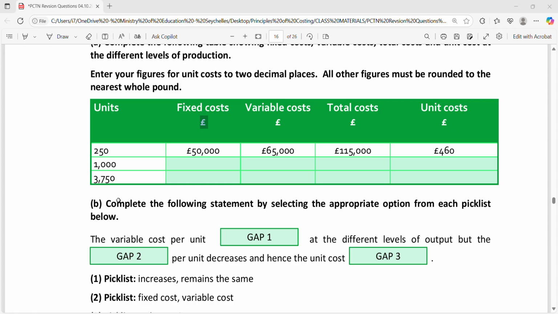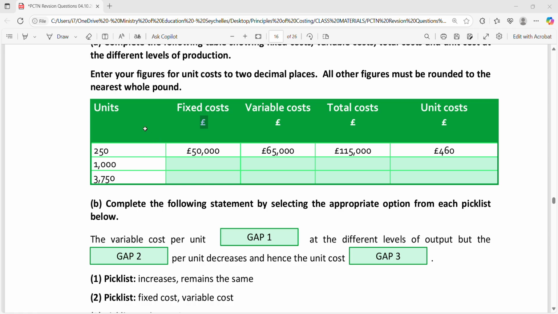All right, very important. Now, for you to be able to answer this question, the first thing that you must sustain in your mind is the definition of each of these costs. A fixed cost is a cost that remains the same regardless of the level of production, which means regardless of this level of production, the fixed cost would be the same. It means the fixed cost here would be the same at 50,000 across all the 3 levels. That's number 1.